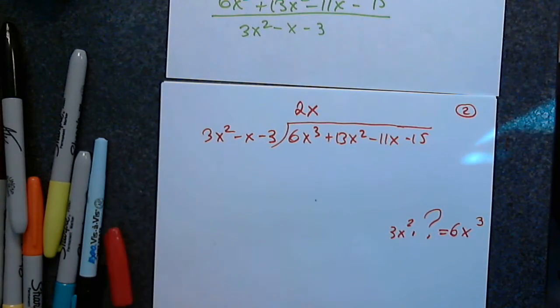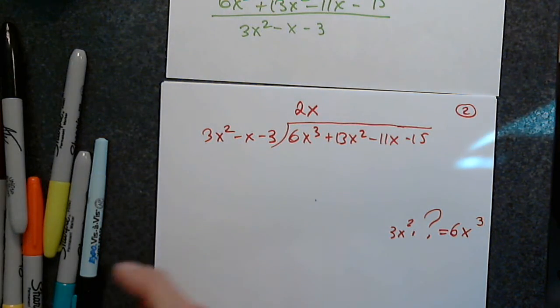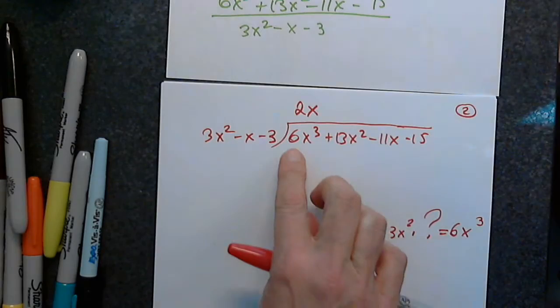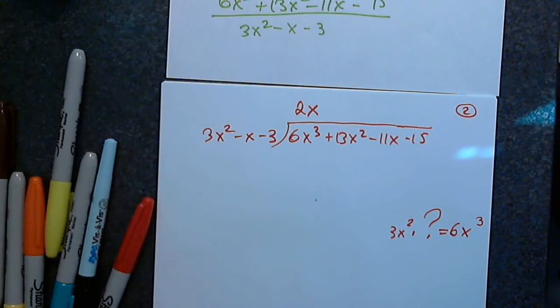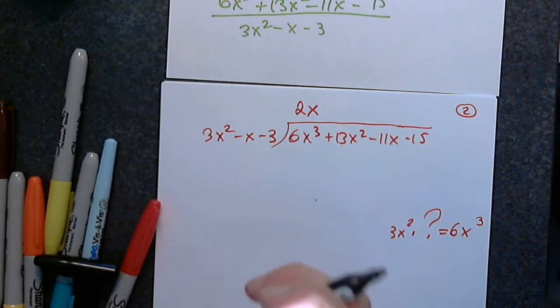We will distribute 2x to 3 terms. 1, 2, 3. Write the resulting terms under the like terms, but not before we change to the opposite sign because we have to subtract. Okay, let's do this together.